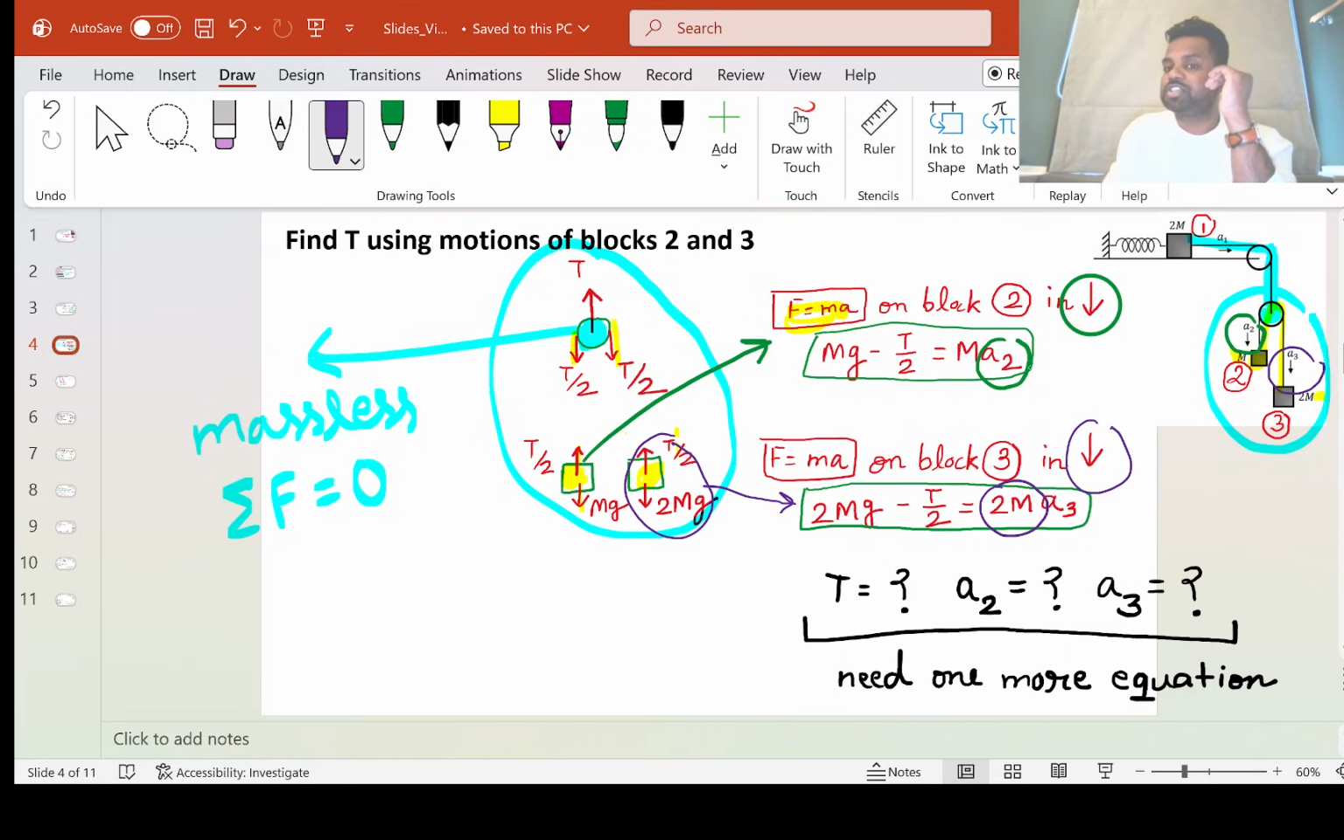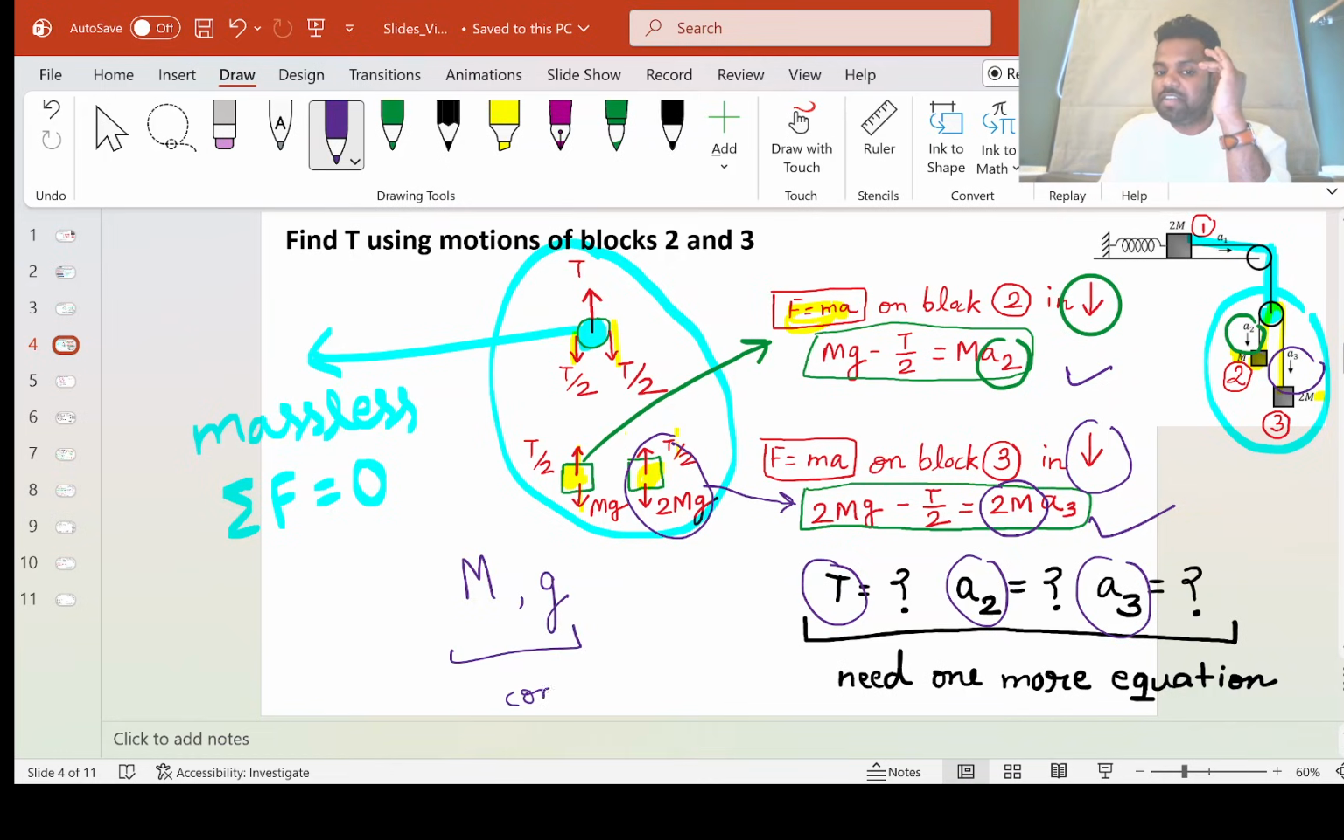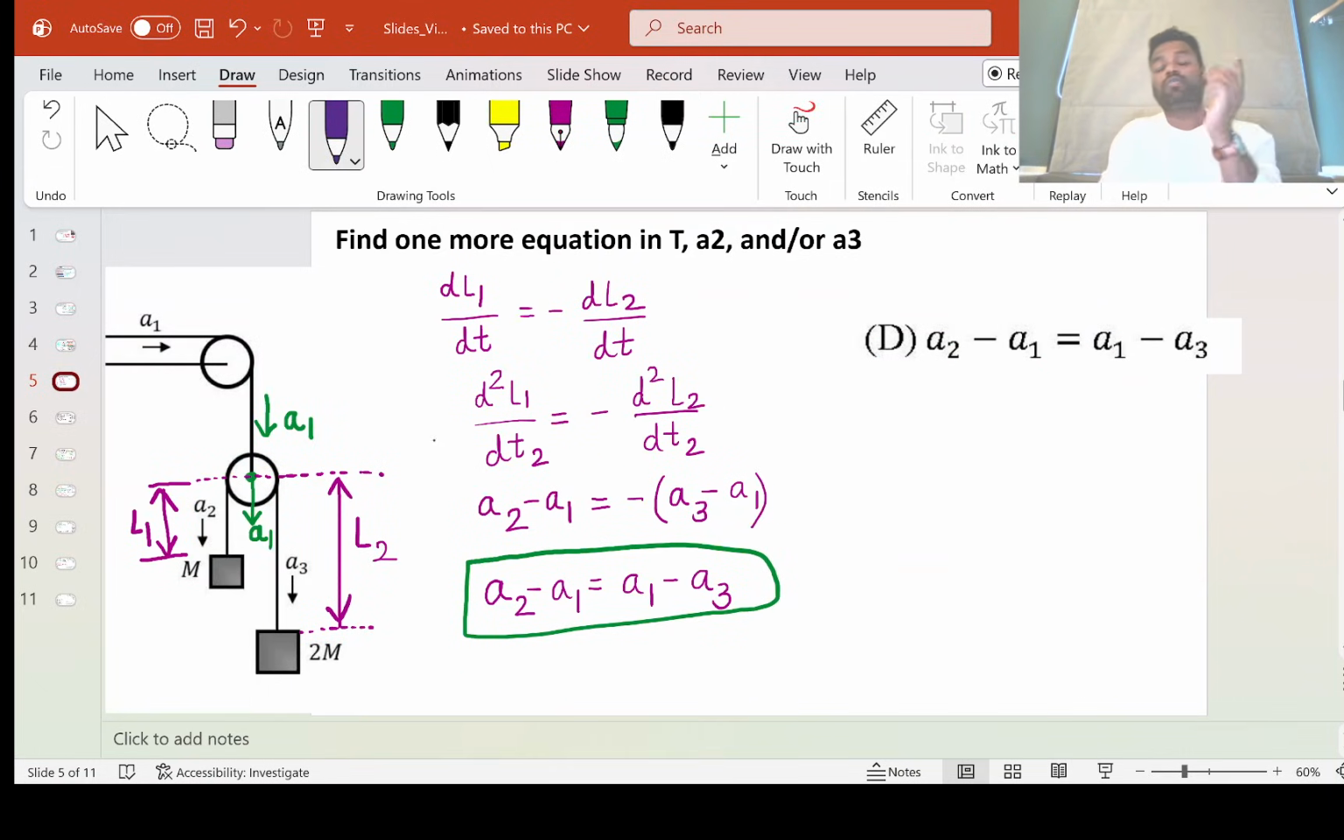Now we have two equations, but we have three unknowns: a2, a3, and T. m and g are constants, right? They are given to us in the problem. So we need one more equation. So how to get one more equation?